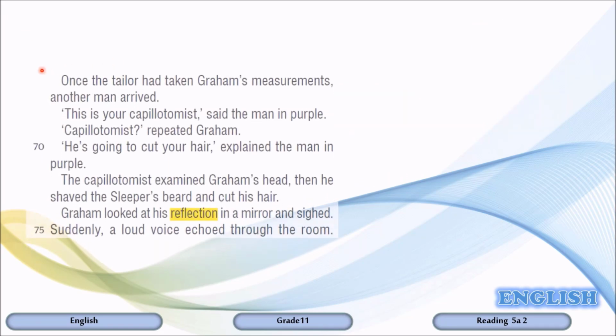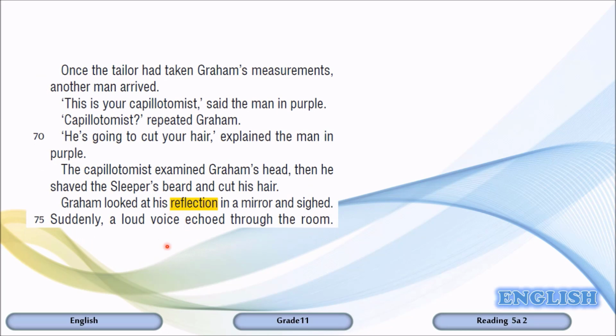Okay, let's do the last word, the word reflection. And again, as usual, pause the video, read the paragraph and guess its meaning. Thank you very much. Good. Let's read the paragraph from the beginning.